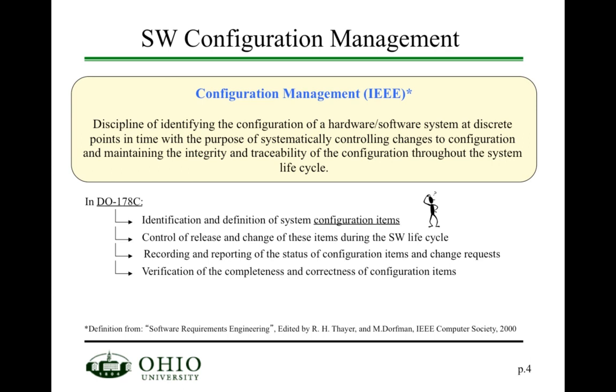So software configuration management is really the discipline of identifying the configuration of a hardware and software system at discrete points in time with the purpose of systematically controlling changes to the configuration and maintaining the integrity and traceability of the configuration through the system lifecycle. So this is a mouthful. What you're really trying to do here is identify and define the configuration items, the things that you want to track throughout the lifecycle, and control the release and change of these items during the various stages in your life cycle.